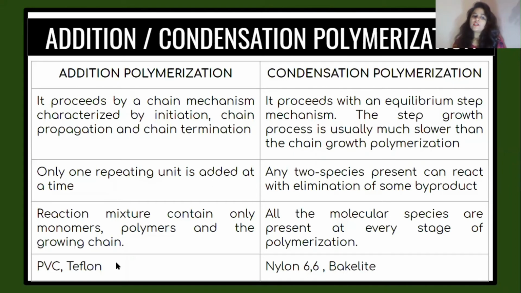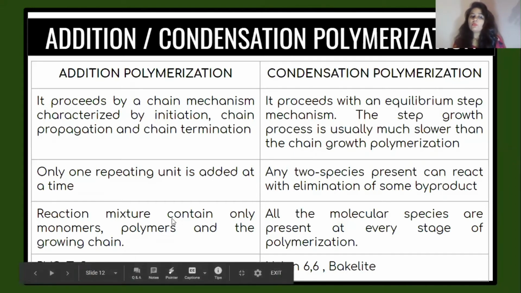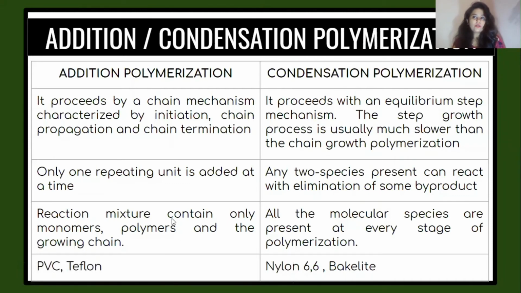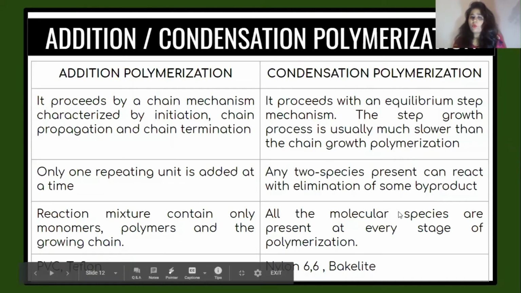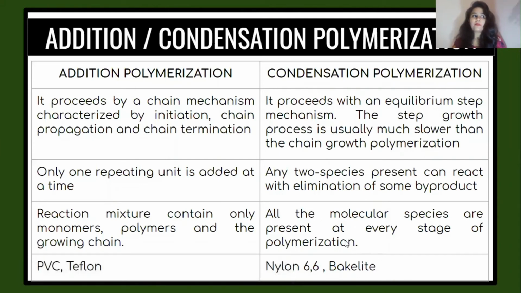The third is that the reaction mixture will only contain monomers. So polymers are nothing but the monomeric growing chain. However, in condensation, all the molecular species will be present at every stage of polymerization. If, for example, I am combining two different monomers, they will be present at stage 1, stage 2, and the final stage of the polymer formation.